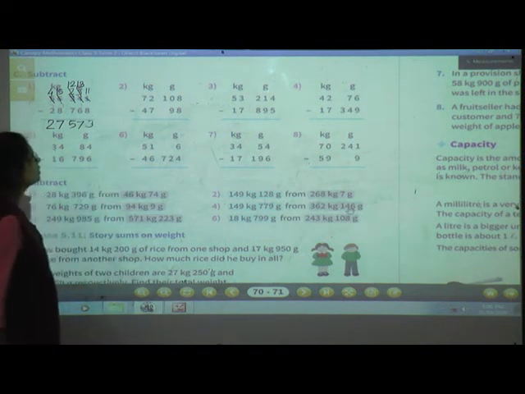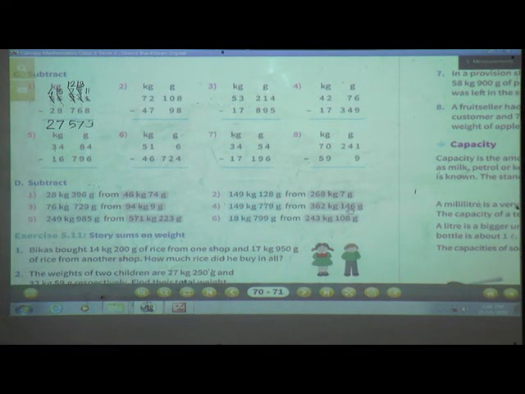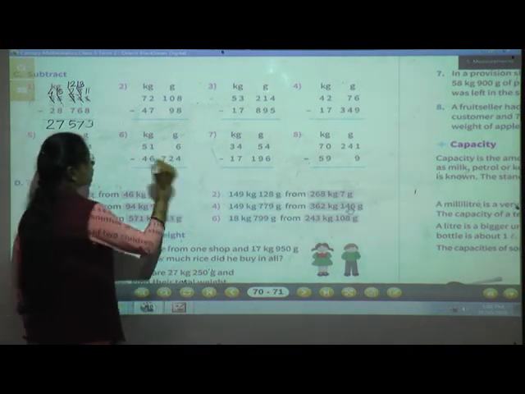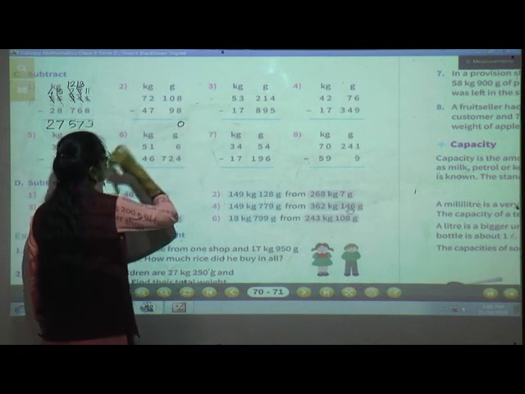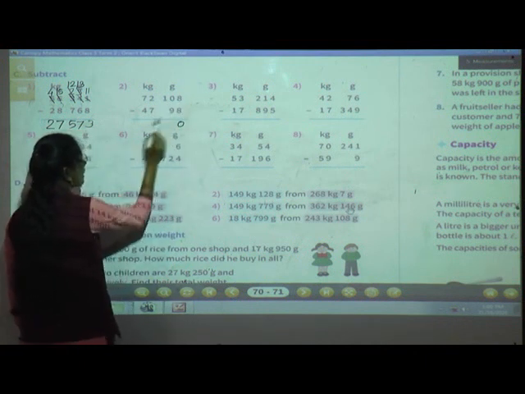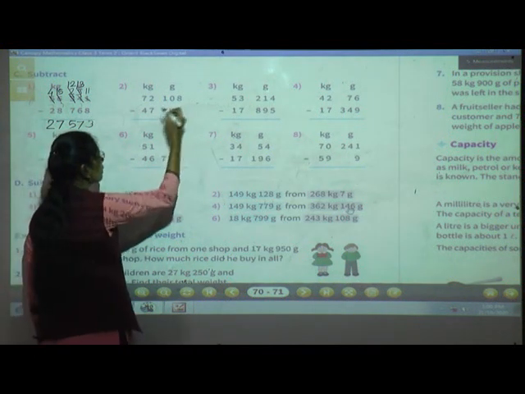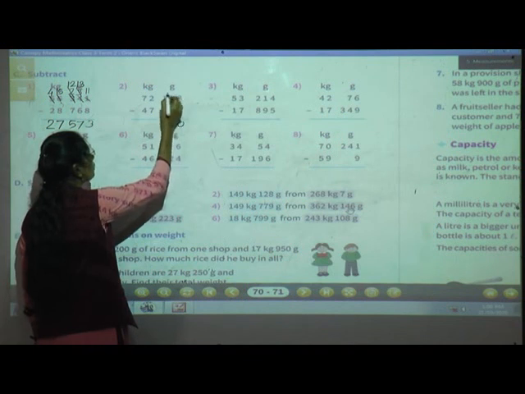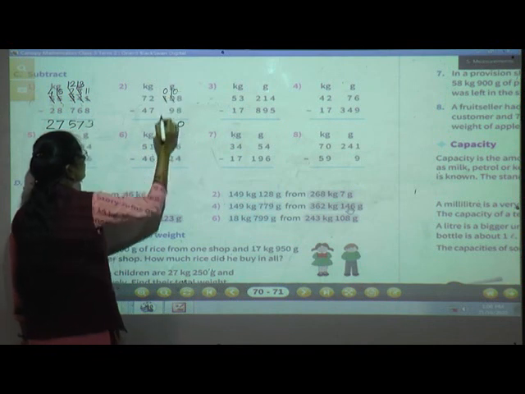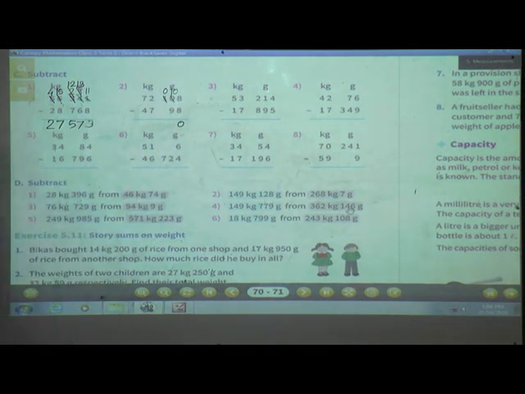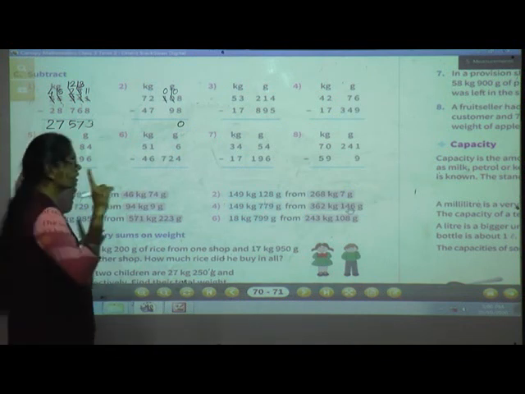Then see the second number. 72 kilogram 108 gram minus 47 kilogram 98 grams. Okay. Now we'll start from the right side. 8 minus 8, 0. Then here 0 minus 9. Can you do 0 minus 9? No, we can't do 0 minus 9 because 0 is smaller than 9. So we will take one borrow from this neighbor. So 1 minus 1, here 0 will remain and this 0 will become 10. Now 10 minus 9. Yes, 1.